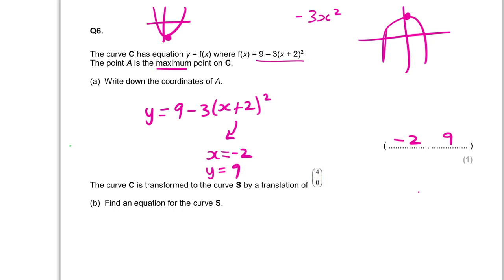Okay, guys, so y equals 9 minus 3 lots of minus 2 plus 2 squared. So I'm technically getting 9 minus 3 lots of 0 squared, which is 9 minus 0. What's minus 3 times 0 squared? 0. We're just left with 9. Okay? So step by step, that's how we do it.